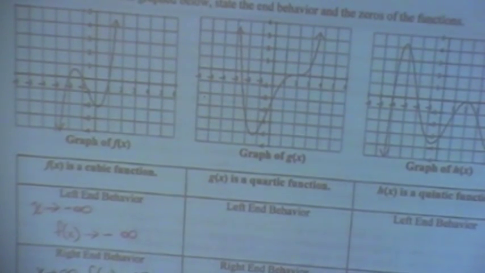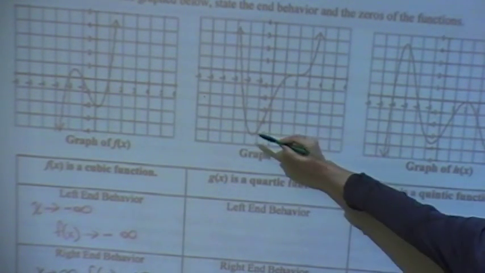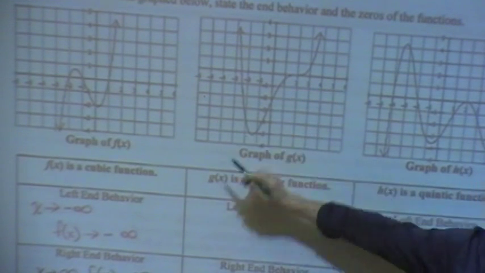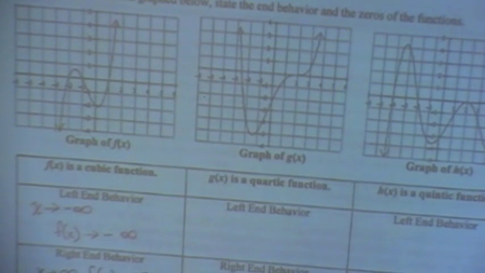So then there's the quartic function. Now, this is kind of a strange looking quartic function. A lot of times your quartics are going to look like W's. They have 3 bins. 1, 2, 3 is where these bins are. But when it looks like a W, it's real obvious. There's the 2 at the bottom and the 1 in the middle. So this is a quartic function.